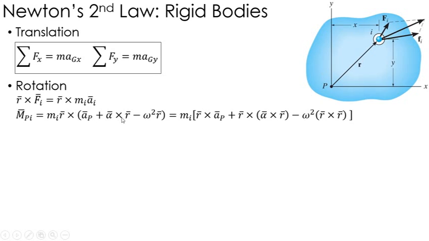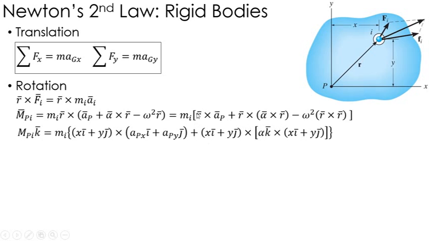which is a_P plus alpha cross r minus omega squared r, right? And I do this cross product, so I have r cross a_P, r cross alpha cross r, and then omega squared r cross r. r cross r is going to go away. That's going to go to 0 because any vector cross product with itself is zero. So what I'm left with here is just the r cross a_P and the r cross alpha cross r. Okay, and I'm calling the r vector just x i plus y j. So that's what I plug in here.